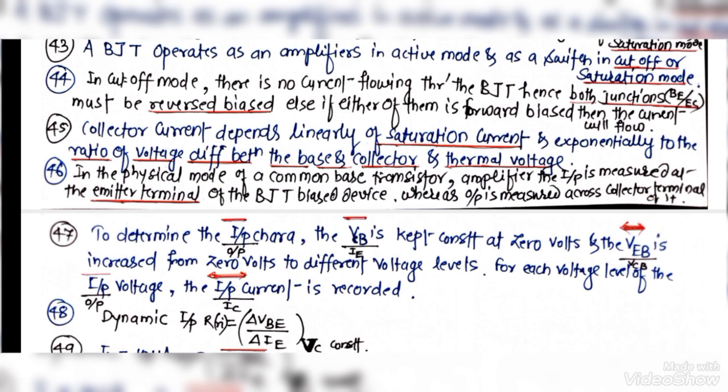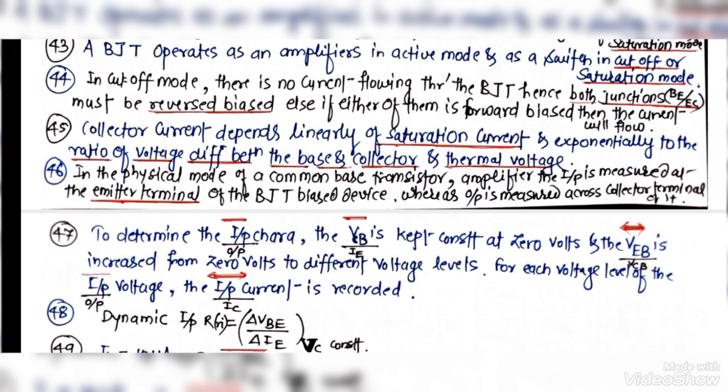Collector current depends linearly on saturation current and exponentially on the ratio of the voltage difference between base and collector and the thermal voltage. In the physical model of a common base transistor amplifier, the input is measured at the emitter terminal of the BJT biased device, whereas the output is measured across its collector terminal.